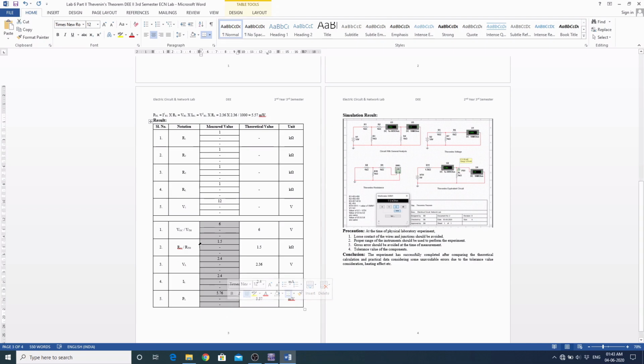Here I just made 3 rows for each notation, in order to take the readings 3 times to avoid errors. As I'm going to perform this in the simulation software, I have noted it once only. And this is a simulation result you can see from here. Now I will go to the simulation section.